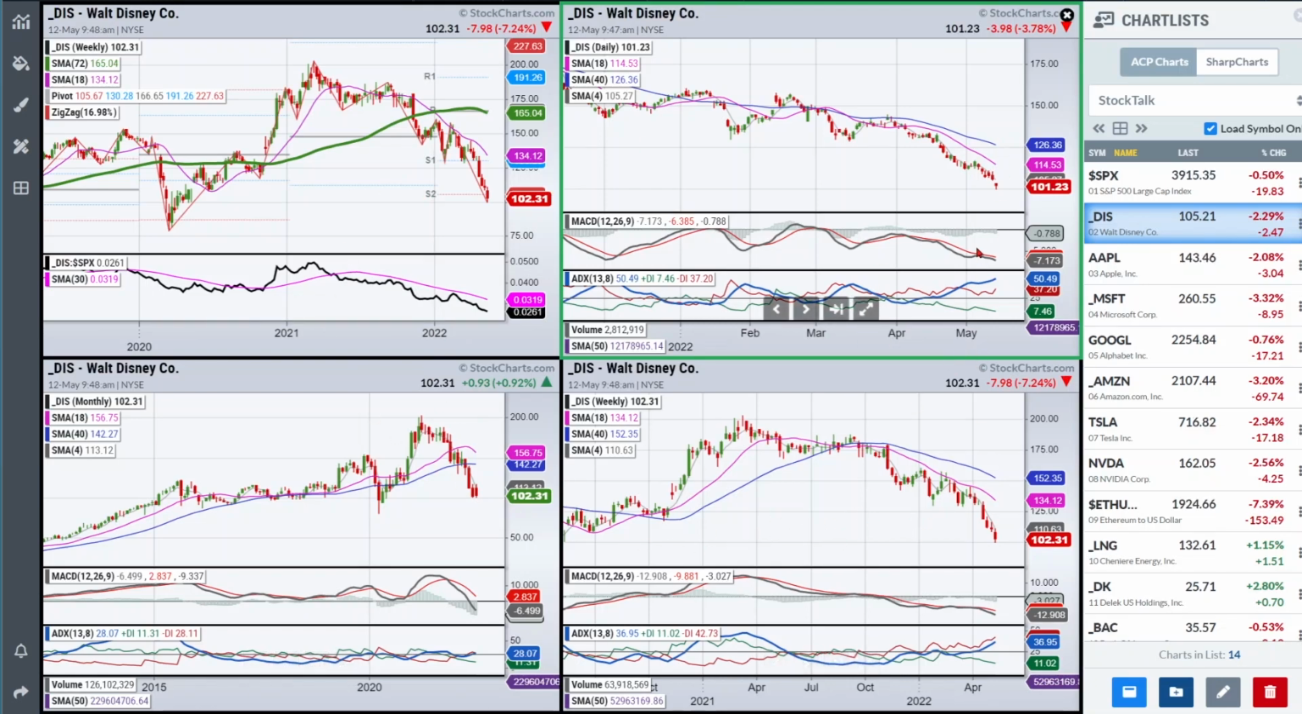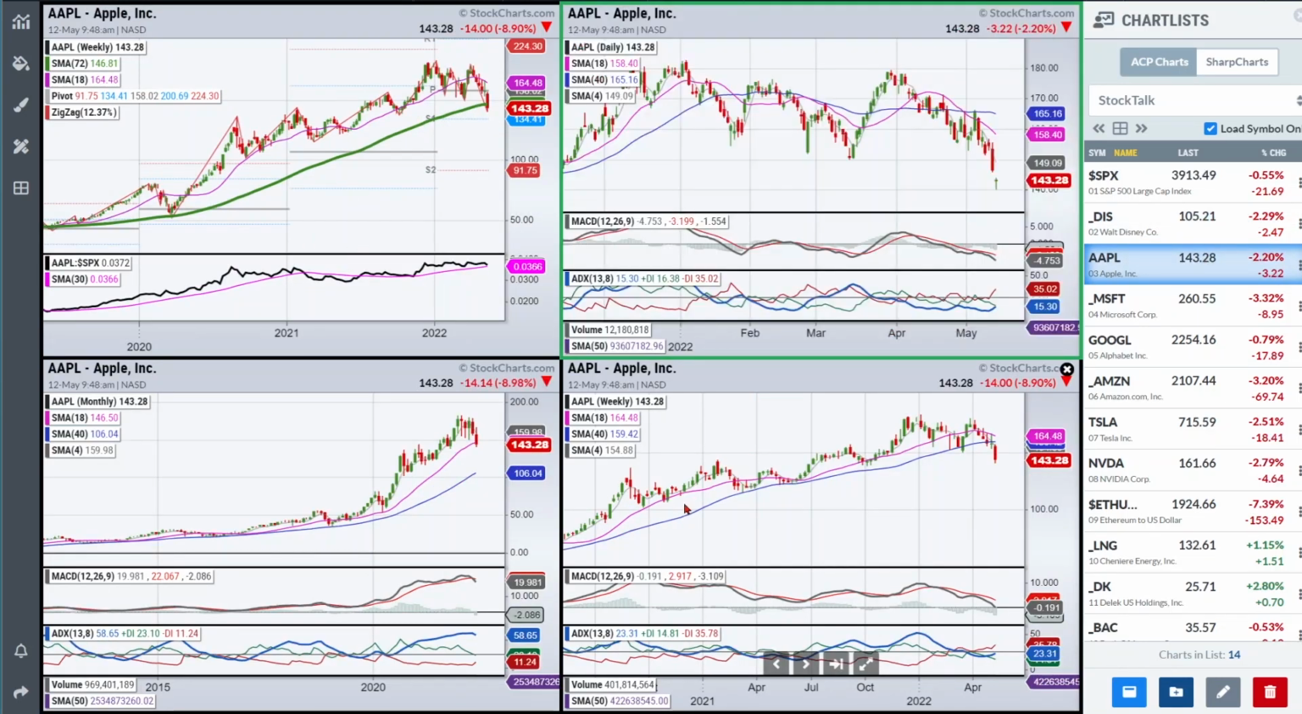So if you're looking at this right now, again, we've got a little bit of room for a rally, but because of the momentum, because of the relative strength, you've got to be really careful here. Okay, so now we want to go into some of these big stocks and what is taking place.